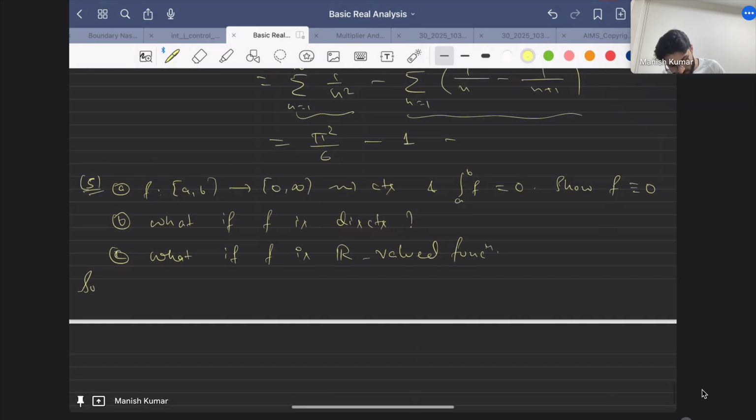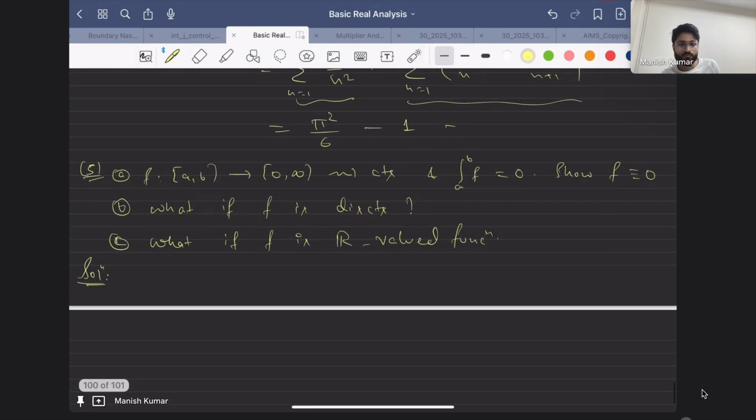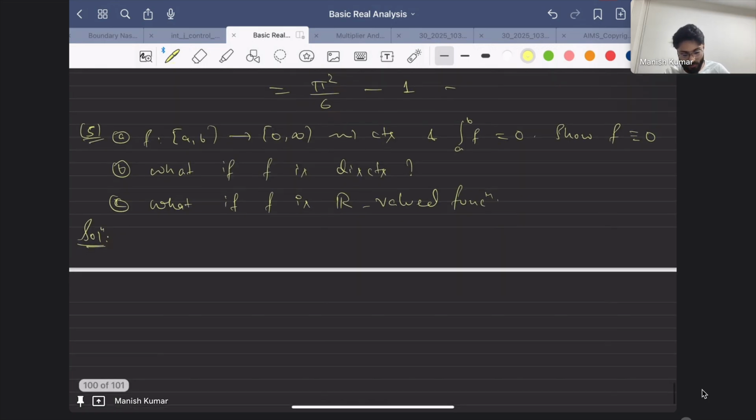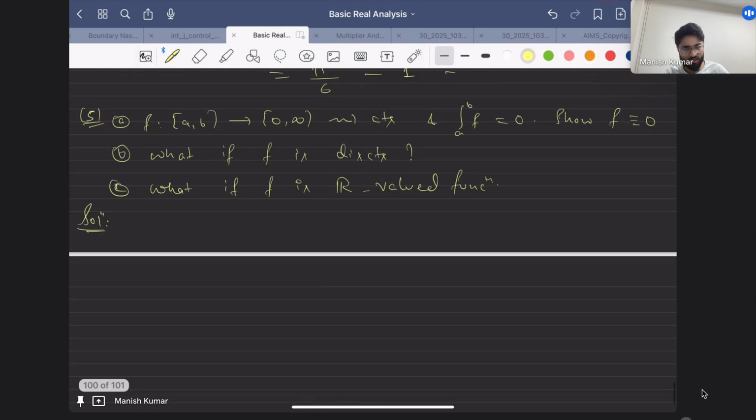Sir, if f is continuous and the integral is 0, then f must be 0 at those points where f is continuous. True. Here we can see that using f is continuous. So you know this proof, should I skip it or should I do it? Sir, there is one person also, sir. You can ask. Okay, so let me do it quickly.